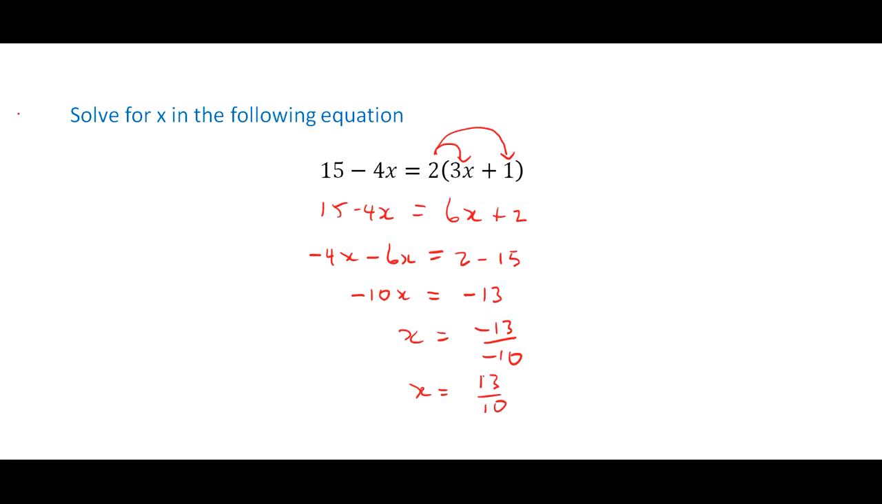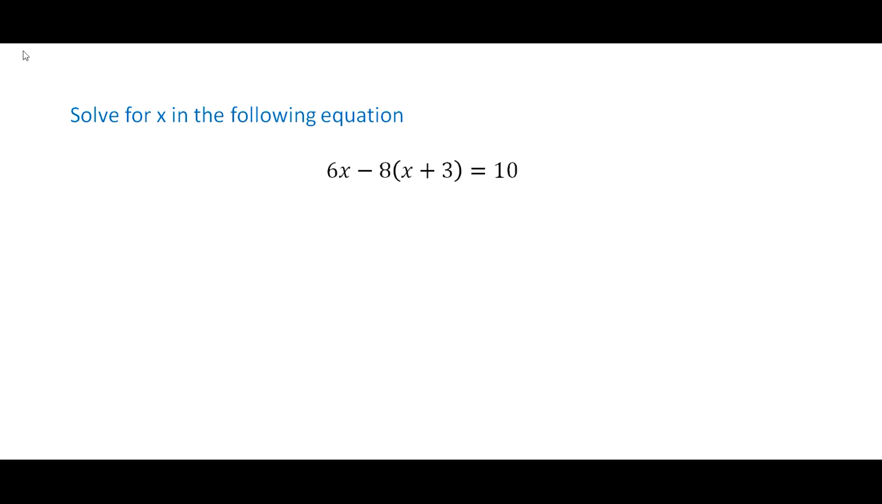Okay, let's look at this one now. First thing we should do is remove the brackets. So we have 6x minus, okay, minus 8 multiplied by x will give me minus 8x. And then minus 8 multiplied by plus 3 gives me minus 24 equal to 10. So 6x minus 8x will give me minus 2x. Minus 24 is equal to 10.